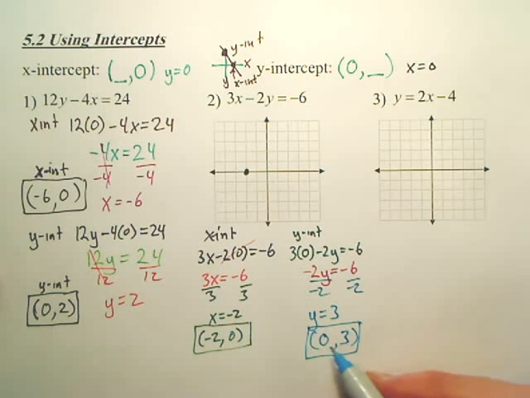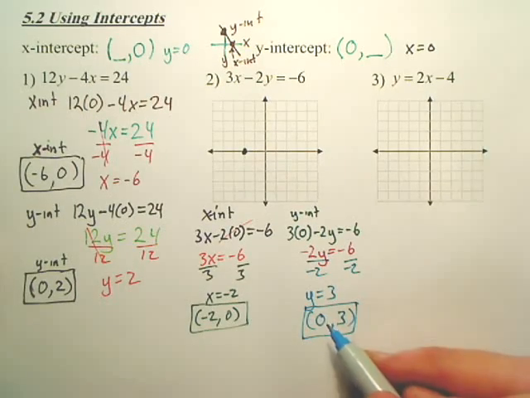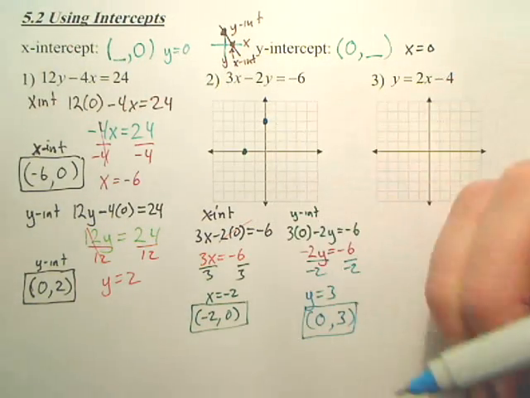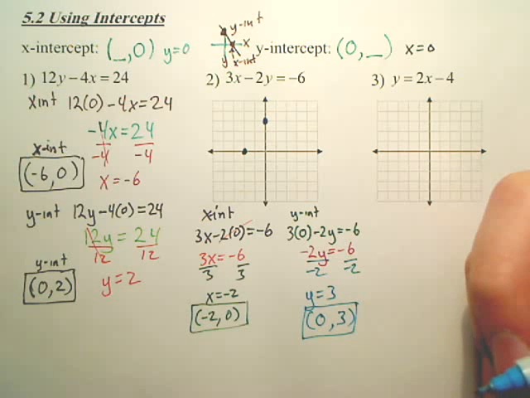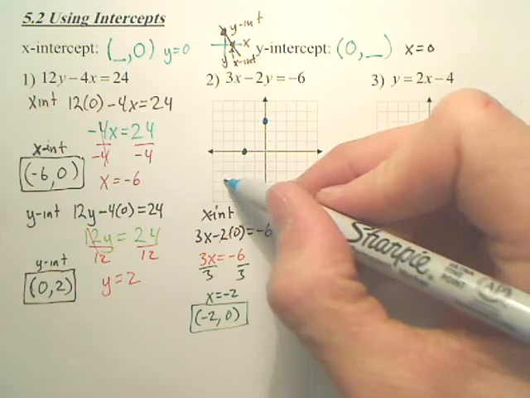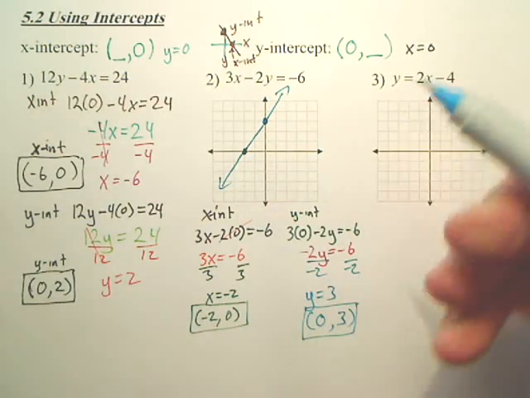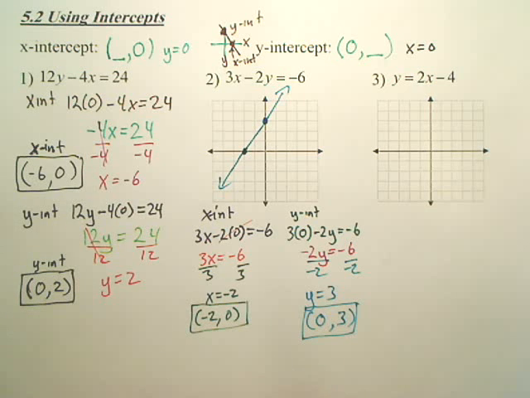I want to put that coordinate on my graph. Well, that coordinate on my graph is right there, 0, 3. Could you make a graph between those two dots? Yeah. There's my graph. All I do is I find the x and y intercept, plot them, make a quick graph.